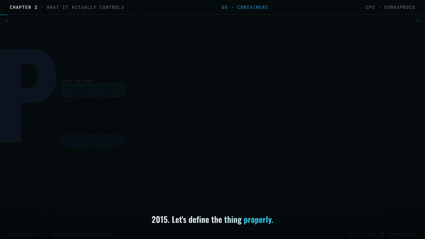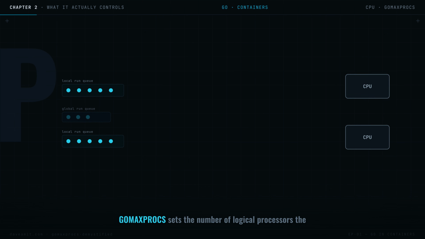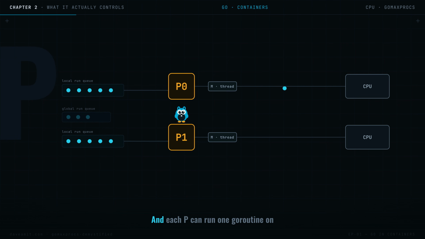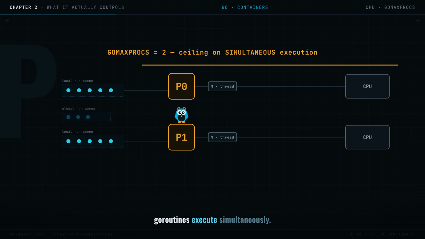Let's define the thing properly. "Number of CPUs Go uses" is close but wrong in ways that matter. GOMAXPROCS sets the number of logical processors the scheduler maintains, Ps, the same capital P processors from last episode. And each P can run one Go routine on an OS thread at a time. So GOMAXPROCS is the ceiling on how many Go routines execute simultaneously, not how many exist. How many are on a CPU running code right now?